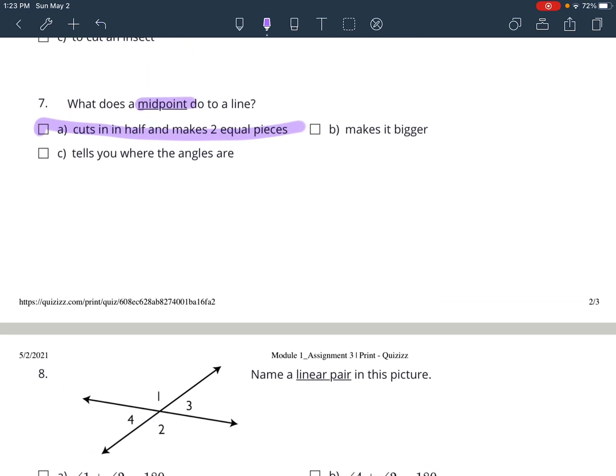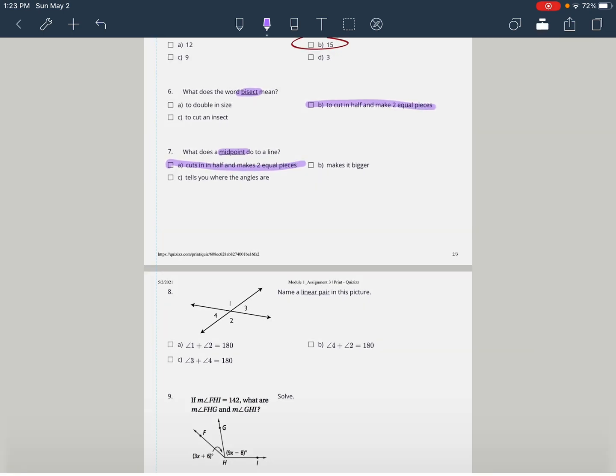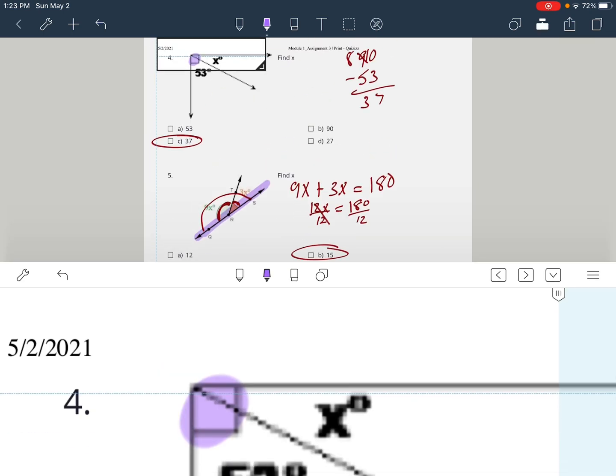Oh, and that's all 7 already. That's all I need to do. The rest are yours to do if you want to get a high grade.